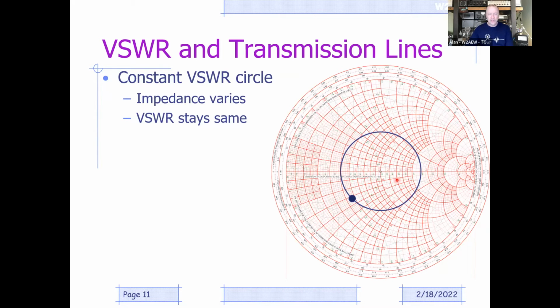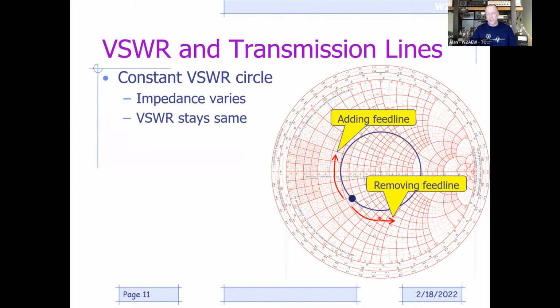Well, this interesting thing happens: when you add or subtract transmission line length between your antenna and your transmitter, you're effectively rotating around this curve on the Smith chart. If you add feed line length, let's say you had 30 feet of coax and you added another 10 feet, the complex impedance looking into that coax will rotate in a clockwise direction around this constant SWR circle. If we shorten the coax, we rotate the other way.